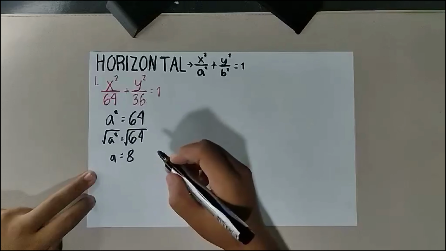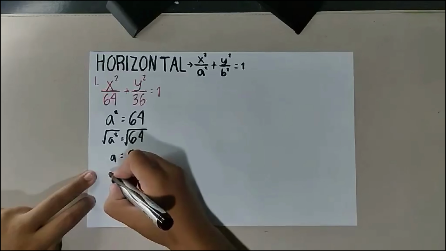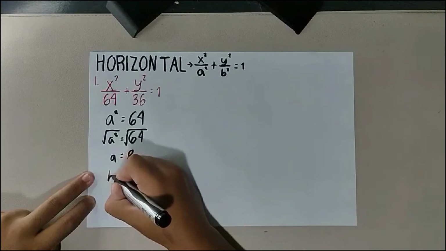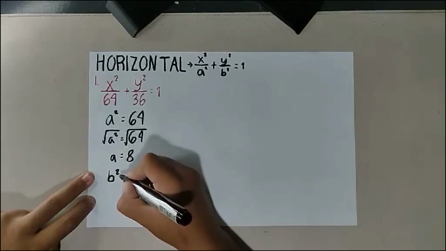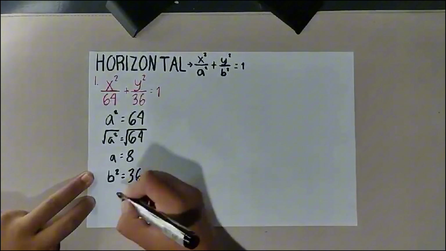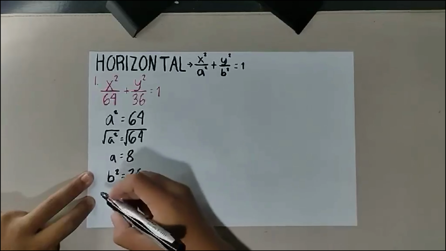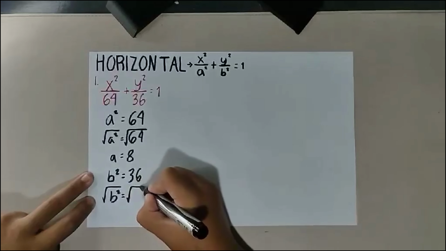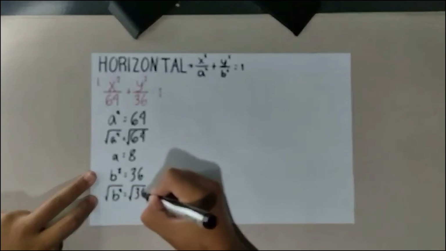Now let's solve for our co-vertex. b squared is equal to 36, and same with the vertex, we square root it. And we will get our co-vertex, which is 6.